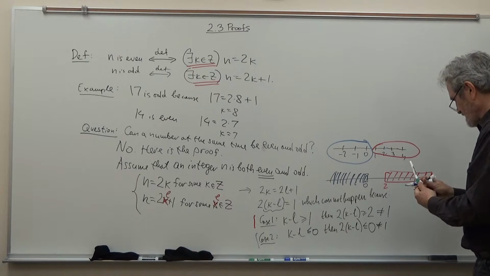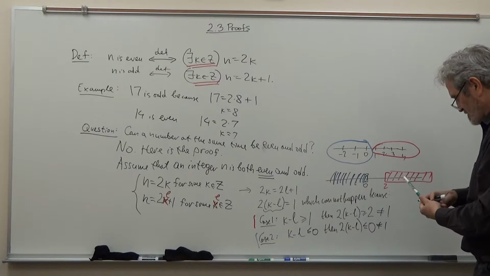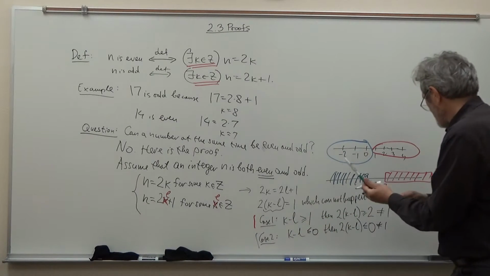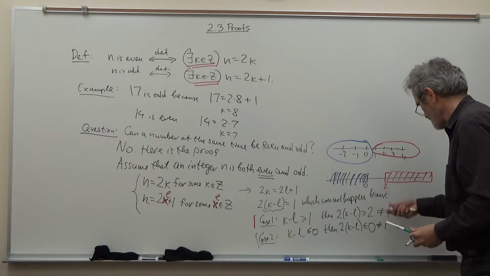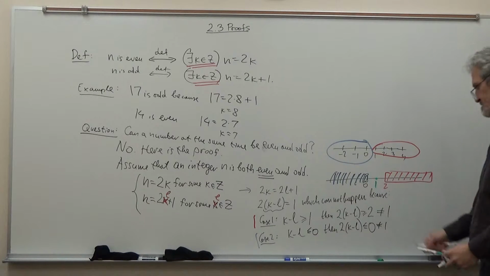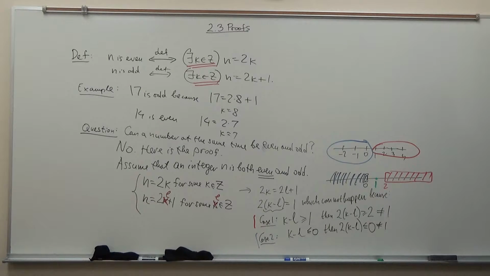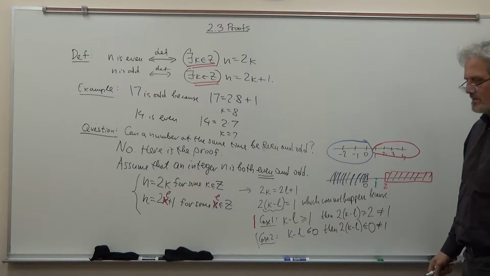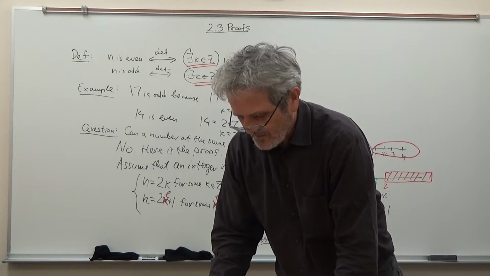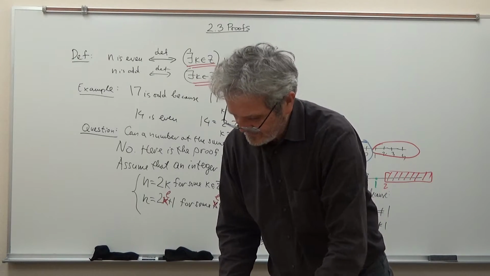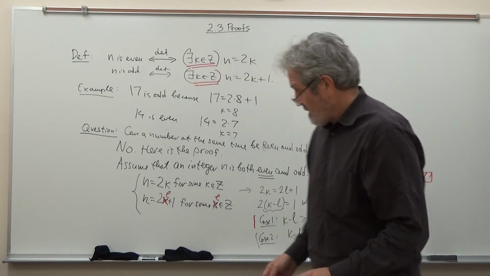So nobody will hit. Oops, I need a third color. Nobody will hit my number 1. Here is number 1. And that's why the same integer cannot be at the same time even and odd. What else?